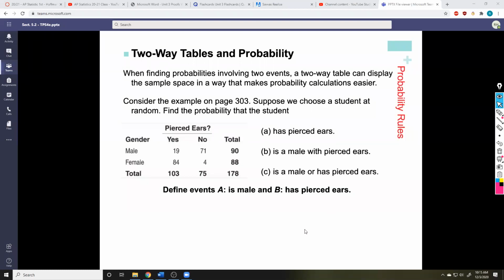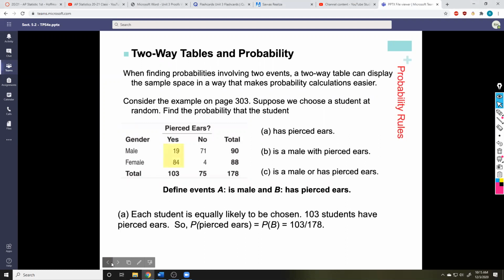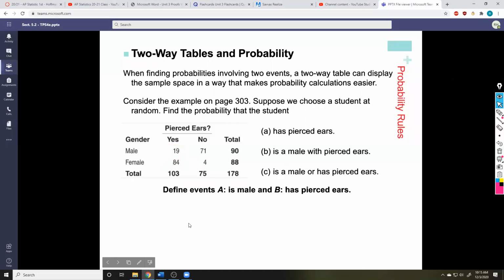All right, this is where a Venn diagram and knowing our notation is going to be helpful. And the tricky part about this is that these two events are not going to be mutually exclusive. They are not going to be mutually exclusive. So, the probability that the person has pierced ears is the first thing we're finding.